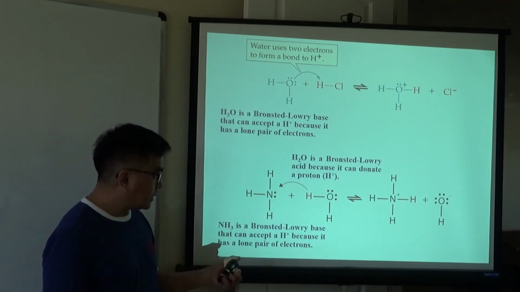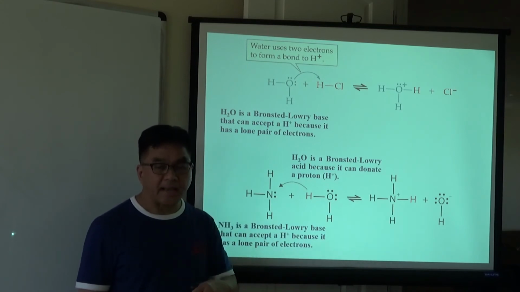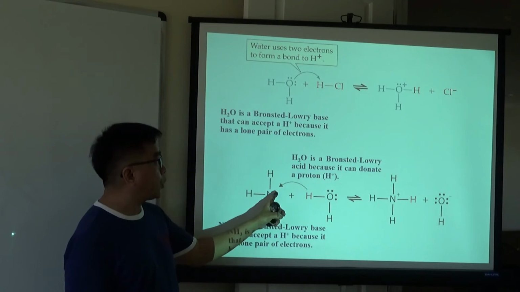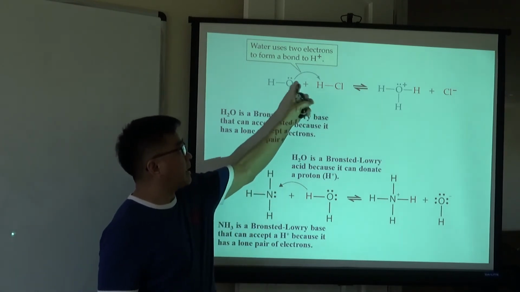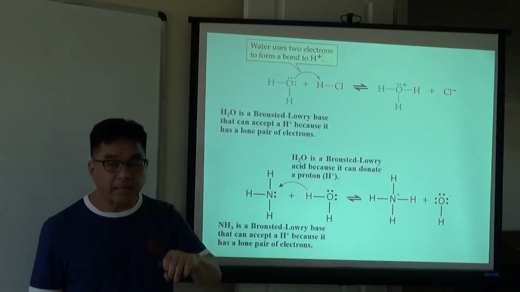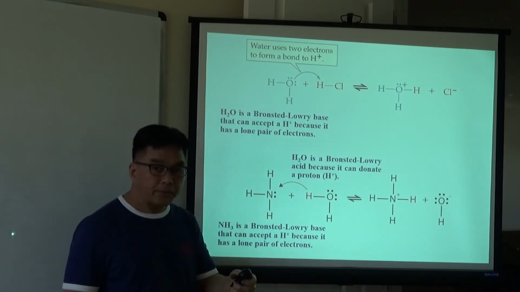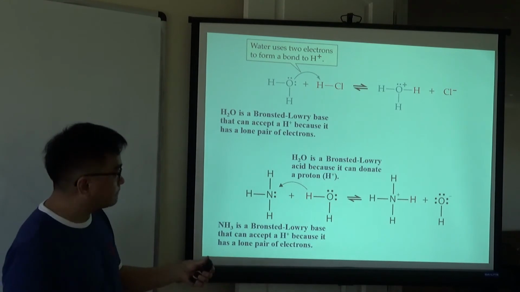And a substance that can act sometimes as an acid, sometimes as a base, by either donating a proton or accepting a proton from another substance, is called an amphiprotic substance. Okay, we'll come back to that in a couple of slides.